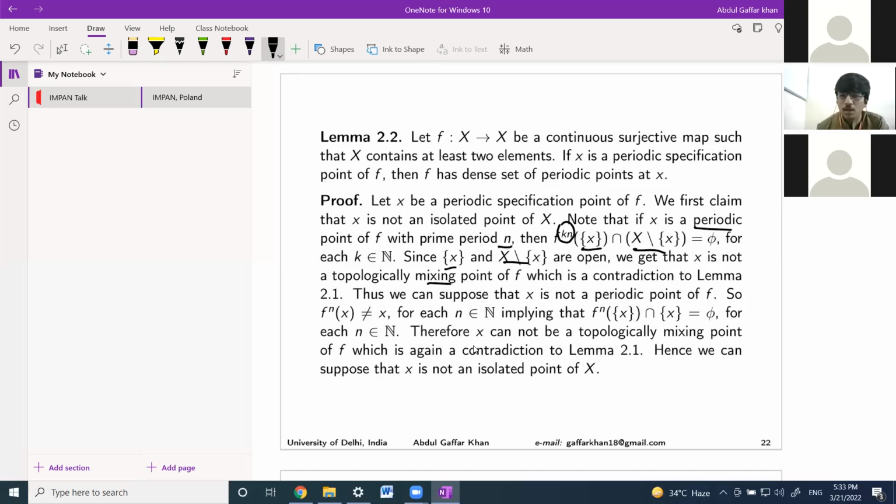Similarly, if it is not a periodic point, then we can see that f^n(x) intersection x is empty. So again, we have observed the existence of two open sets U and V, so that the orbit of U and V does not intersect except for finitely many times. So again, using lemma 2.1.